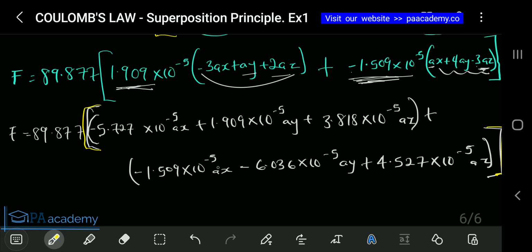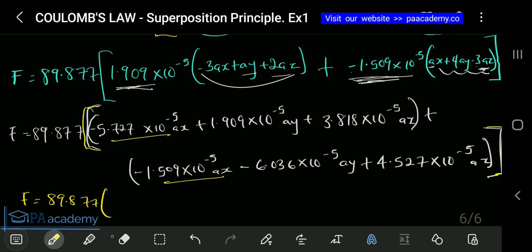So now the ones with AX, this AX is going to add up with this because you can see there's a plus sign here. There's a plus sign here. So we are going to add up, so that means our F will still be 89.877. So your 89.877 will still remain in brackets.